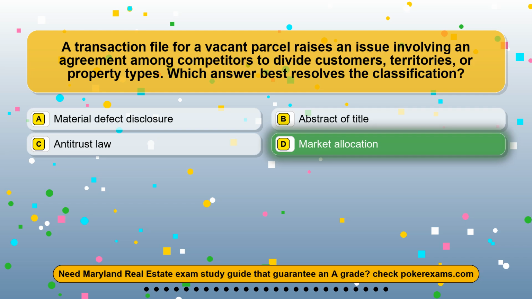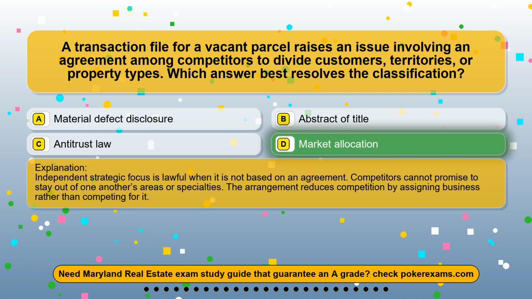The correct answer is option D, market allocation. Find the difference between the two prices and use the larger price as the reference amount. Divide the difference by that reference and multiply by 100. Using the smaller price as the denominator answers a different percent minus comparison question.